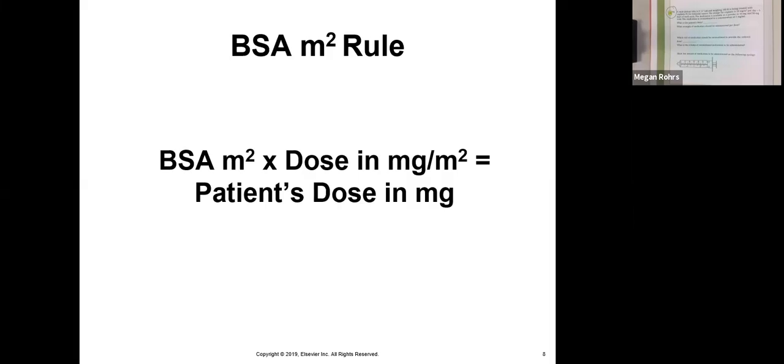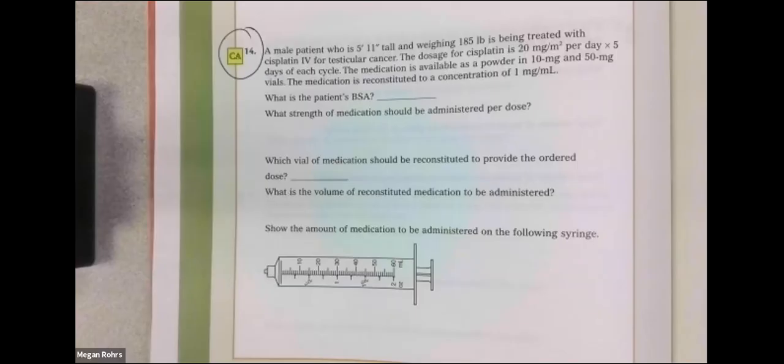Okay, so when we're looking at the BSA rule, if we know the patient's BSA and the dose is given in milligrams per meter squared, we can just take that dose times their BSA, and that will give us their dose in milligrams. So this looks very similar to the kilogram rule. We only use this rule if the dose is given in milligrams per meter squared. So let's take a look at an example.